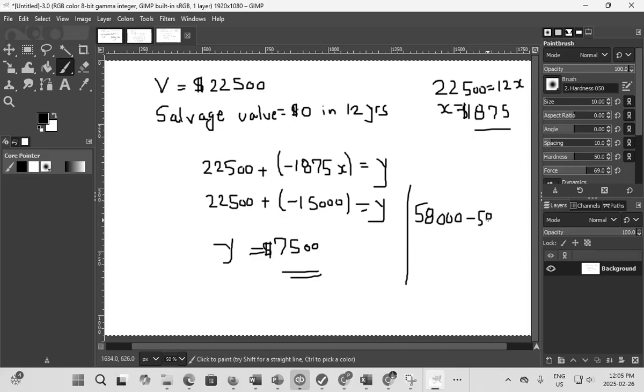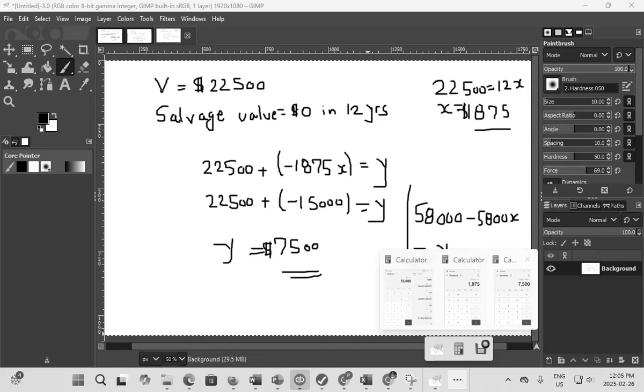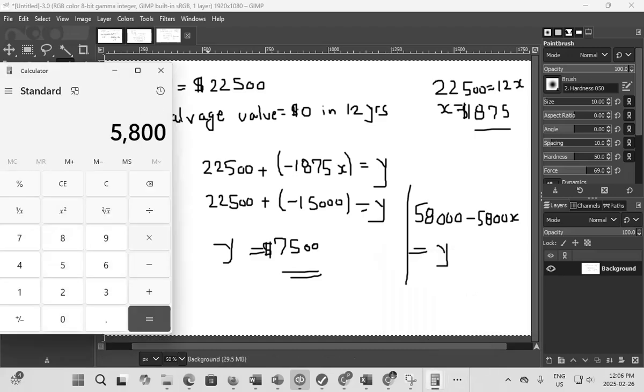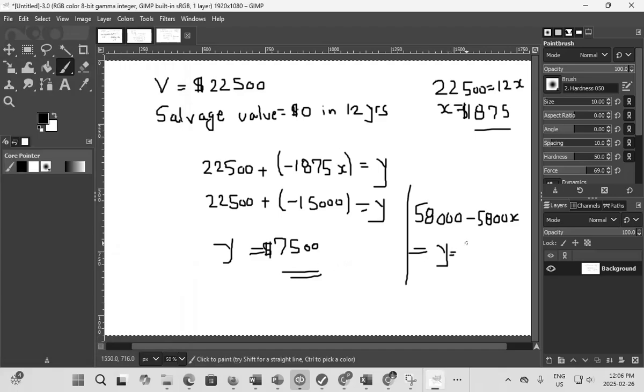So 58,000 minus 5,800x, y or x, it doesn't really matter, depending on which variable you solve for and what that variable represents. So let's say x represents number of years, y represents the final value. So after 3 years of operation, this will be 5,800 times 3. This will be 17,400. 58,000 minus 17,400 will be 40,600.